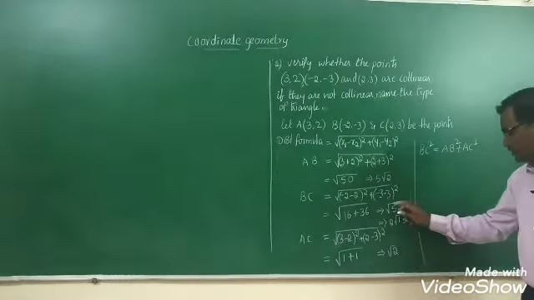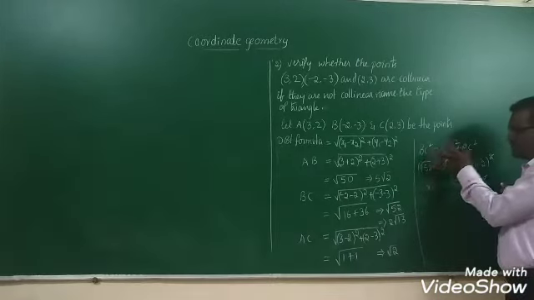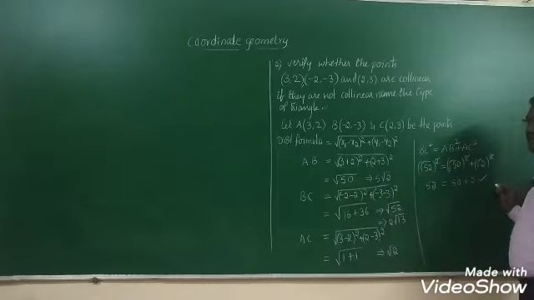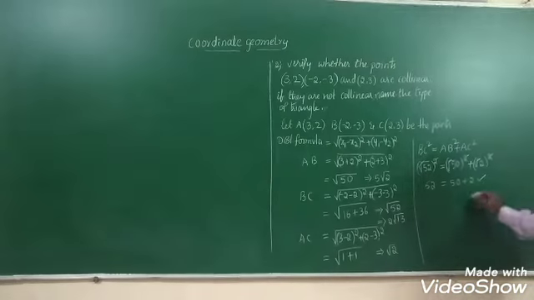AB square. AB is 5 root 2, but before simplifying it is root 50. So take root 50 whole square, plus AC square. AC is root 2, root 2 whole square. They are all independent terms. Cancel square and square root. Therefore, 52 is equal to 50 plus 2. Yes, it is satisfied. The Pythagoras equation is satisfied, so the given points are the vertices of a right angle triangle.